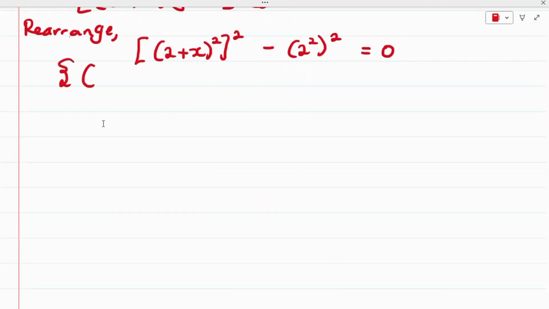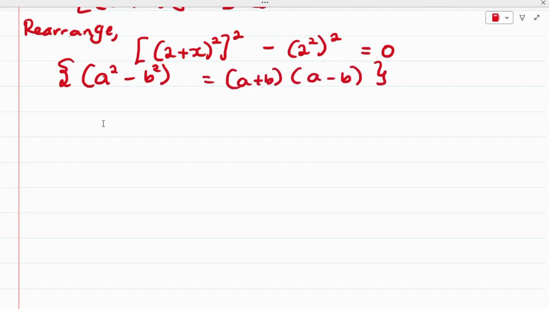But from this property, if we have a^2 - b^2, this equals (a + b) multiplied by (a - b). Applying this, we have that a is equal to (2 + x)^2 and b is equal to 2^2.